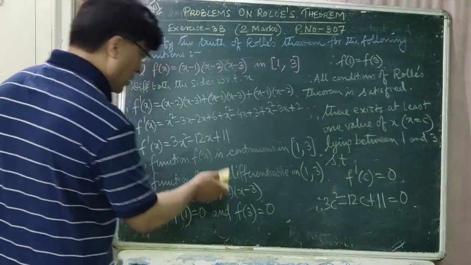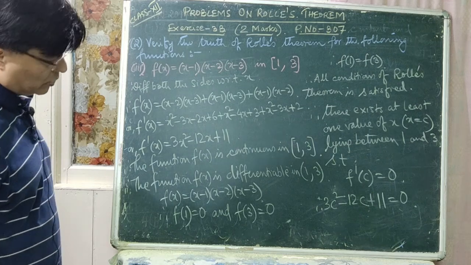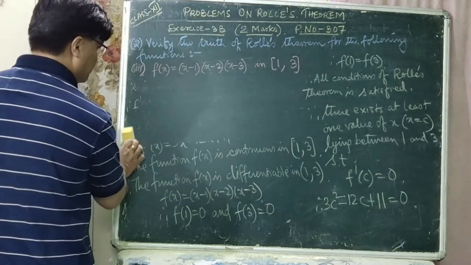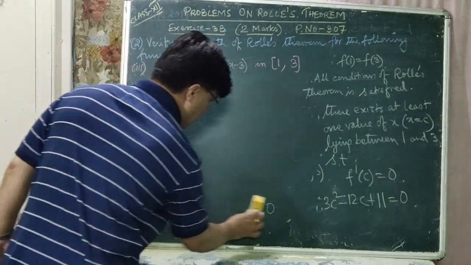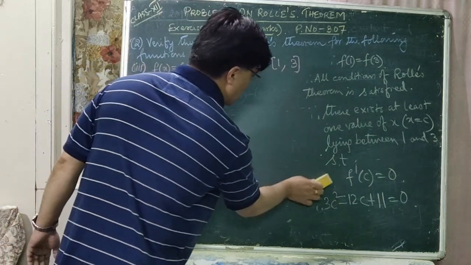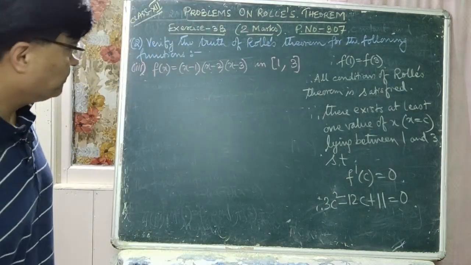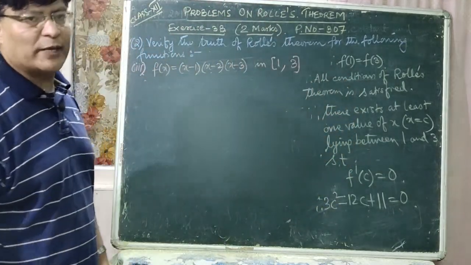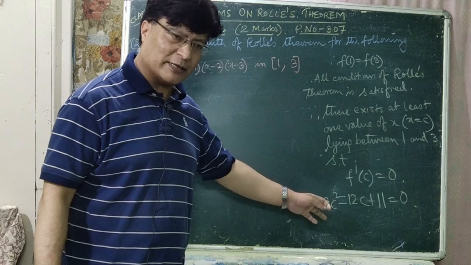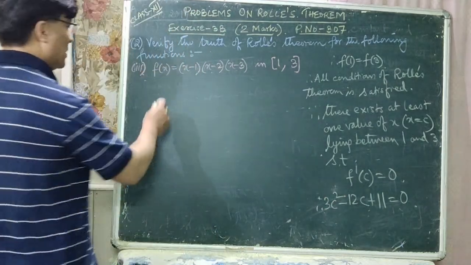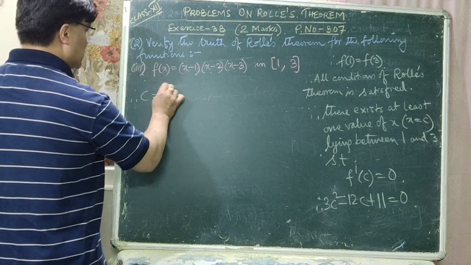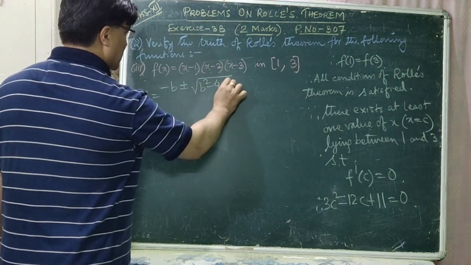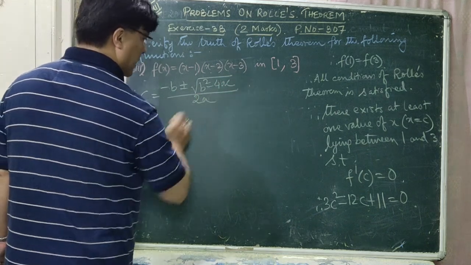Okay. So here also you cannot factorize it. Use Sridhar-Acharyya's formula here also. So here also let us use Sridhar-Acharyya's formula. So compare it with the quadratic equation ax square plus bx plus c. So here a is 3, b is minus 12 and c is 11, right? So what is Sridhar-Acharyya's formula now? c is equal to minus b plus minus root over b square minus 4ac, this whole divided by 2a.